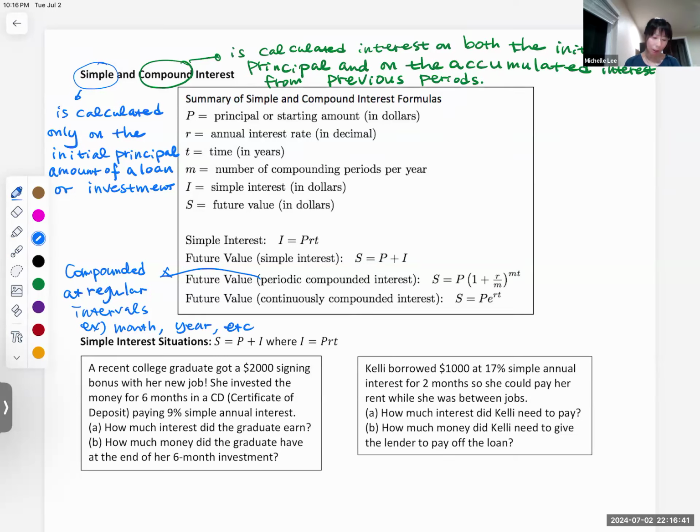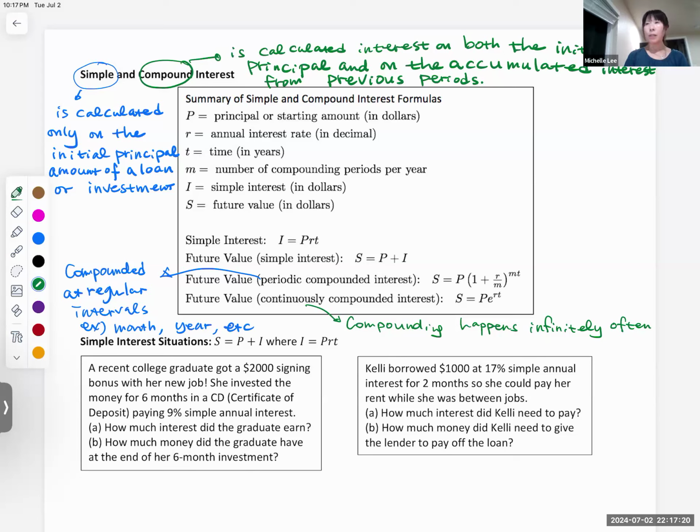Okay, continuously. So for this one, compounding happens infinitely often. So we might think about a discrete number for the periodic and a continuous number for the continuously compounded interest. Discrete numbers like 1, 2, 3, 4, and continuous numbers like decimals.